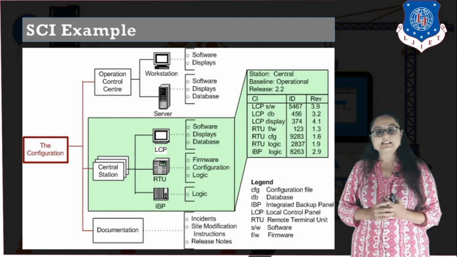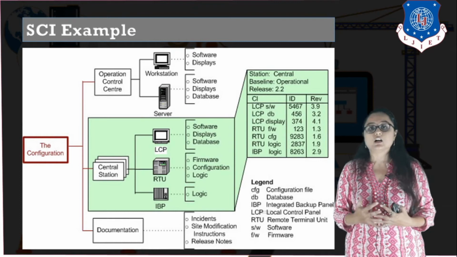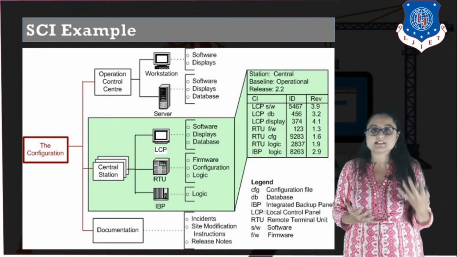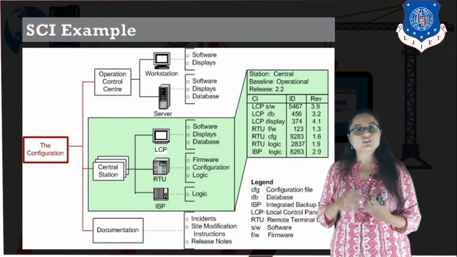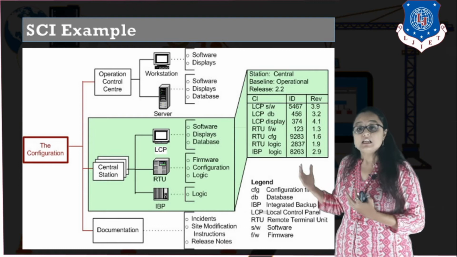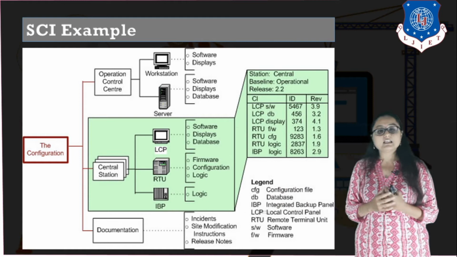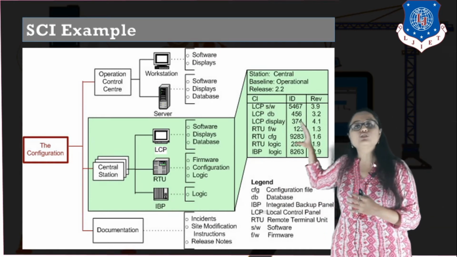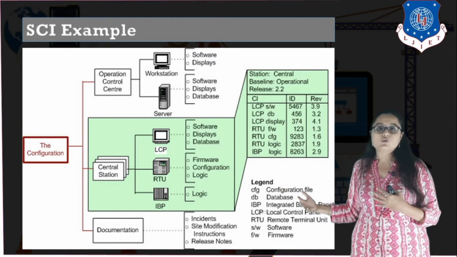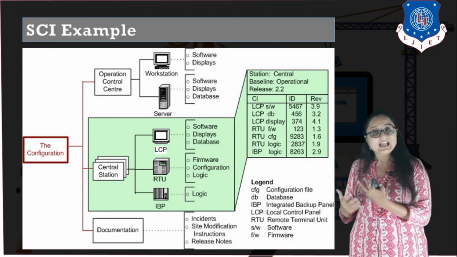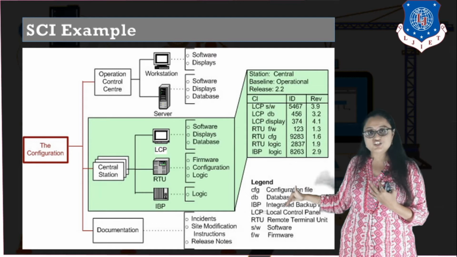Now what do you mean by LCP? LCP is local control panel. This is the control panel which is showing the conditions of your air conditions, the smoke detectors, etc. RTU is basically your remote terminal unit, which is doing all the logic and processing. And the last is your IBP. IBP is basically integrated backup panel. So if your automated software detection is failing, IBP will take over the manual handling, right? So that is a backup panel. So we have divided these into major categories.